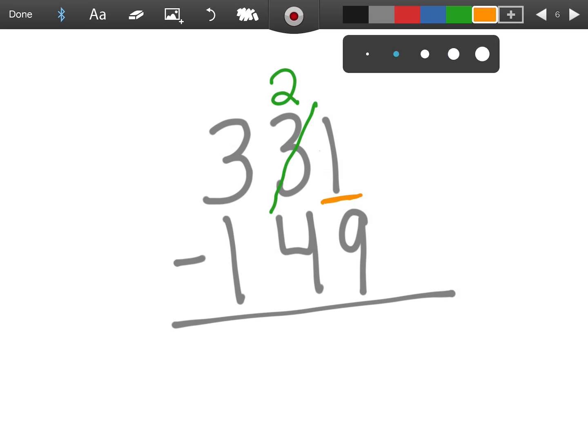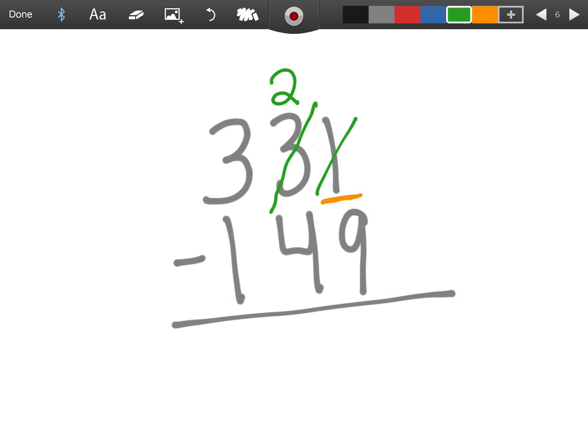And then we are going to be able to make this an 11 now. So we have 11 ones rather than 1. 11 minus 9 gives us 2. And then we want to take 2 minus 4. If I have 2, can I give you 4? Nope. So what do we have to do?